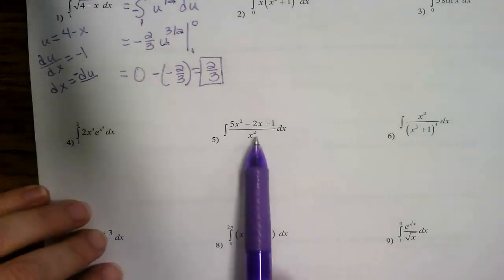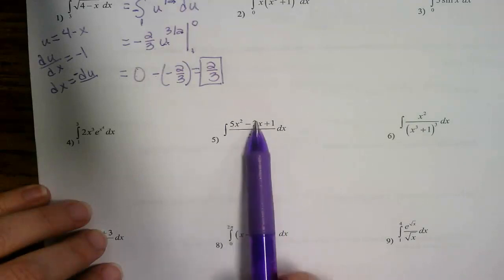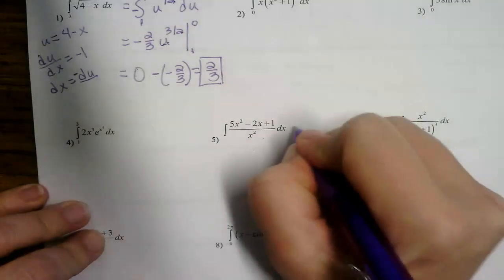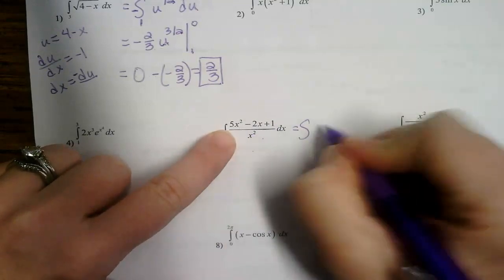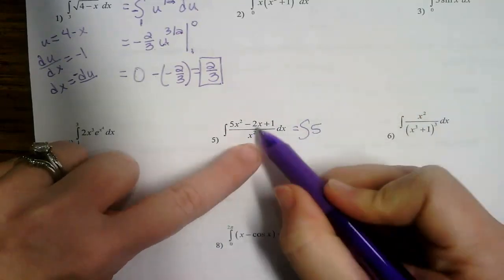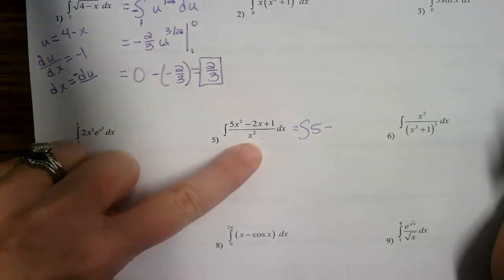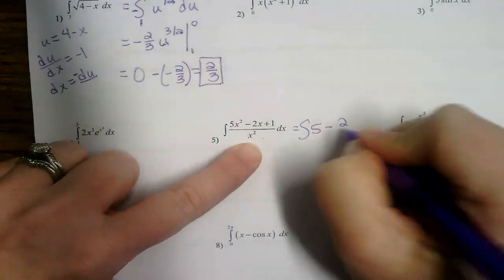Before I integrate this, I would like to simplify this. I don't need u substitution if I'm able to simplify this. I can divide x squared into each term to make it a little bit easier to do our integration step. So I'm going to rewrite this. 5x squared divided by x squared is just 5. And then I'm going to do negative 2x divided by x squared. Now that would be 2 over x.